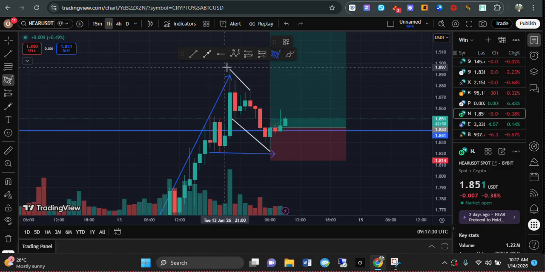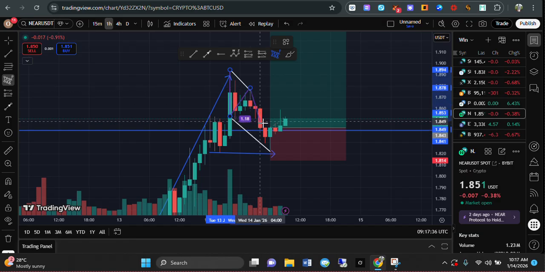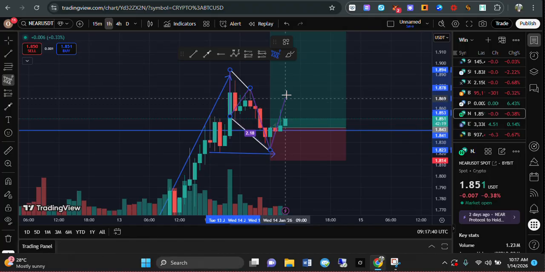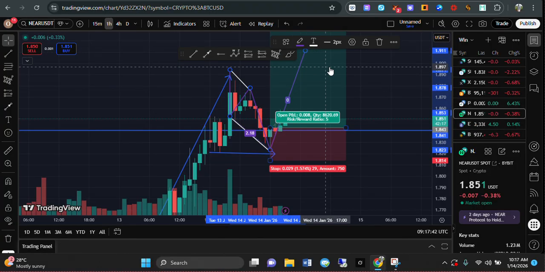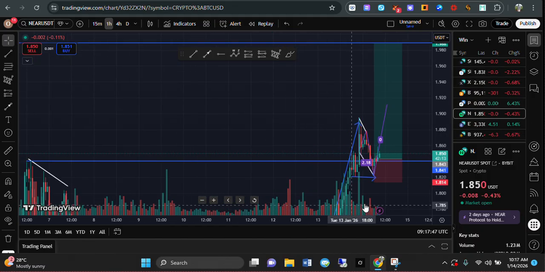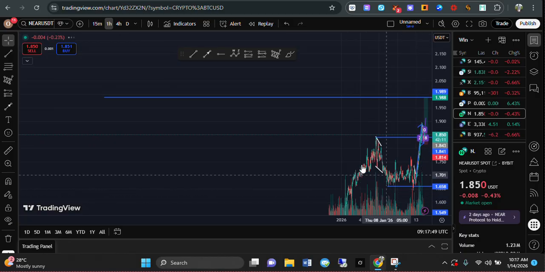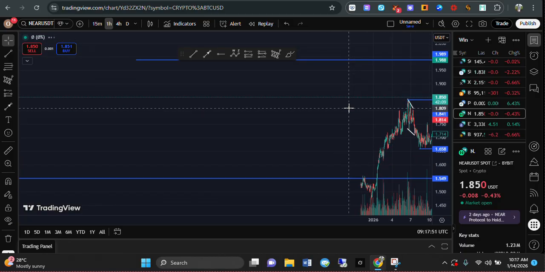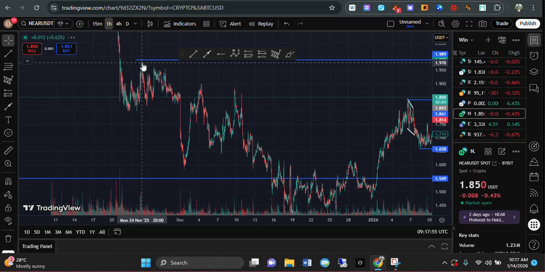For you to know that this pattern is complete, it always has 4 to 5 touches. This is 1, 2, and 3, and this is the fourth one, and that was where I took my entry from. So I expect this market to trend to the nearest high feasible on my 1 hour time frame, and the nearest high feasible on my 1 hour time frame is right here.